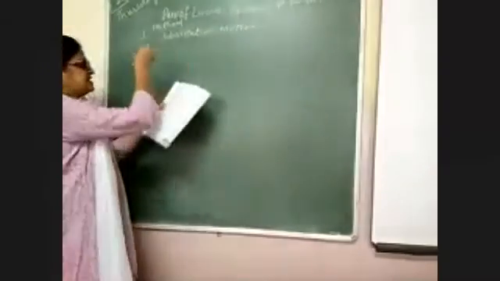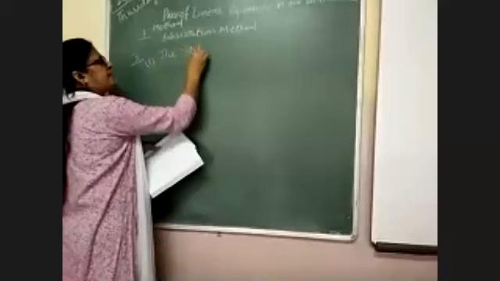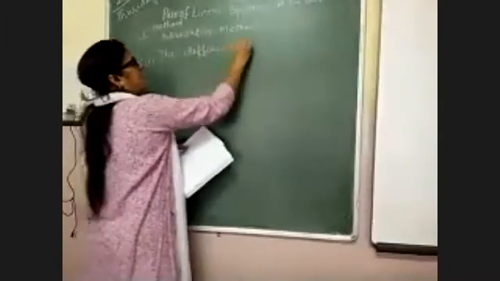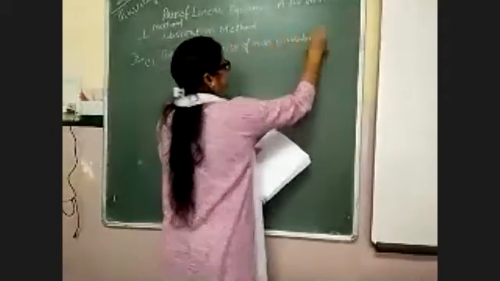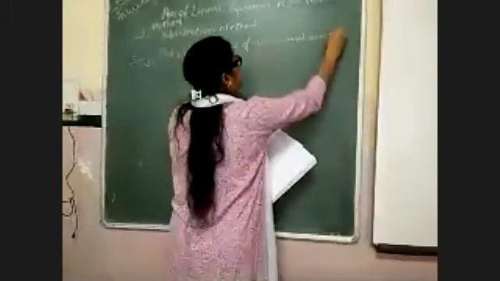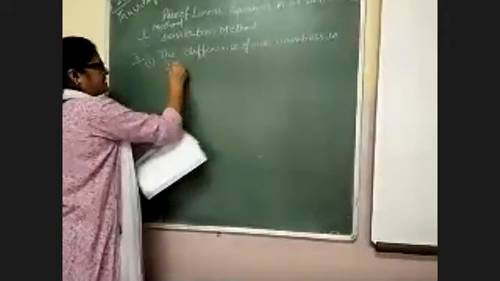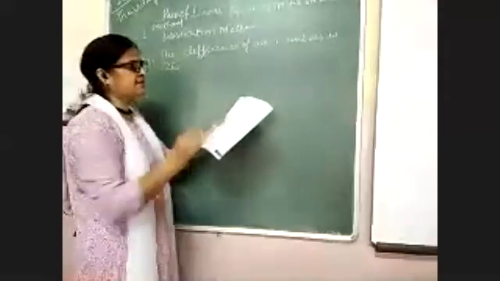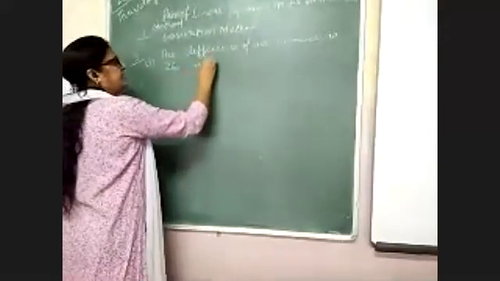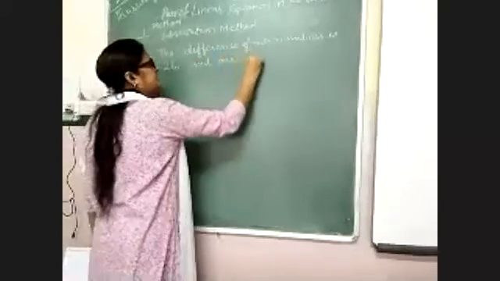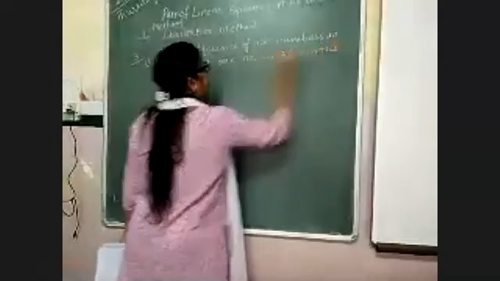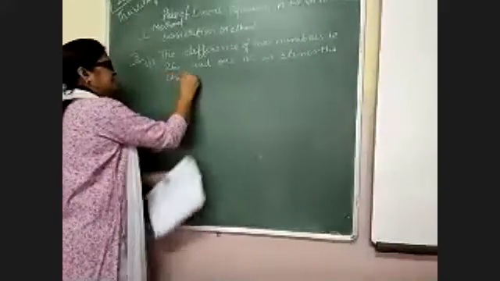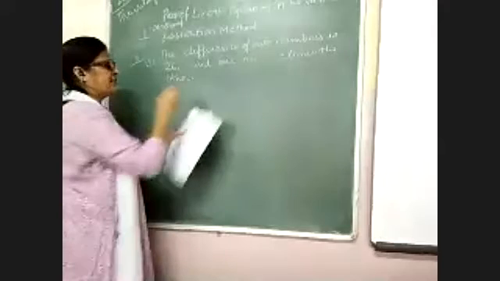The first statement is: the difference of two numbers is 26, and one number is 3 times the other. Find them.